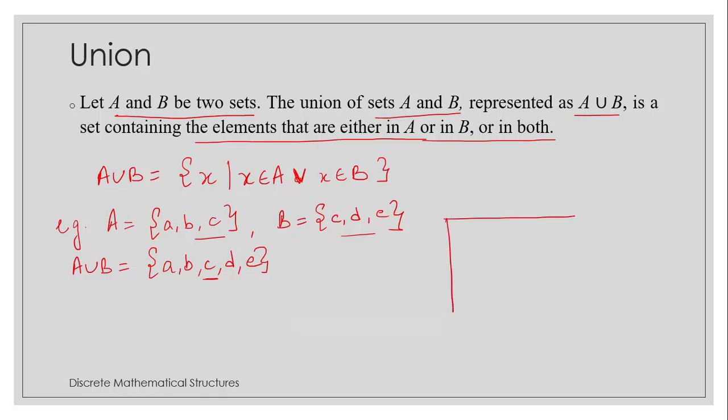Now to represent union using a Venn diagram, this rectangle represents the universal set, and for A and B we can use circles to represent these sets. Now A union B will be this whole shaded area. This represents A union B.